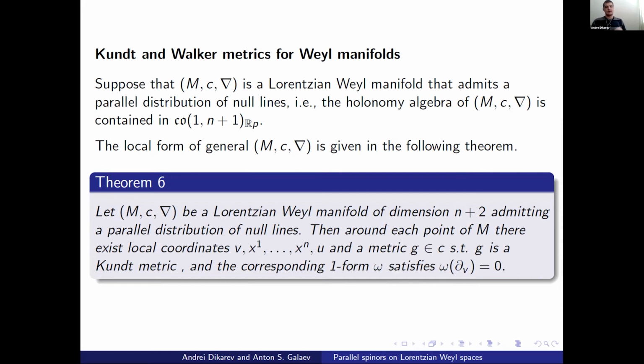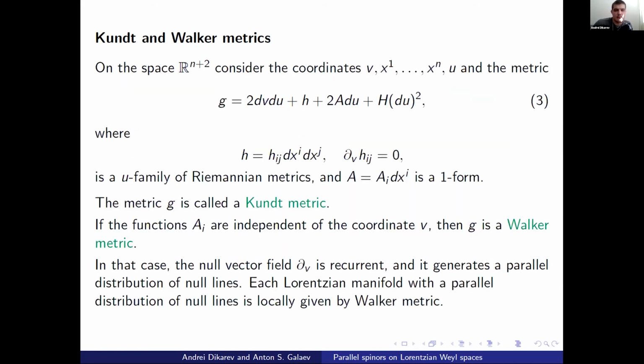Now, suppose we have Lorentzian Weyl manifolds which admit a parallel distribution of null lines, which means the holonomic algebra is contained in the stabilizer of a null line. And we have a theorem which describes the local form of the manifold. Suppose we have a Lorentzian Weyl manifold of dimension n+1 admitting a parallel distribution of null lines. Then, locally around each point of M, there exist coordinates and a metric g such that g is a Brinkmann metric.